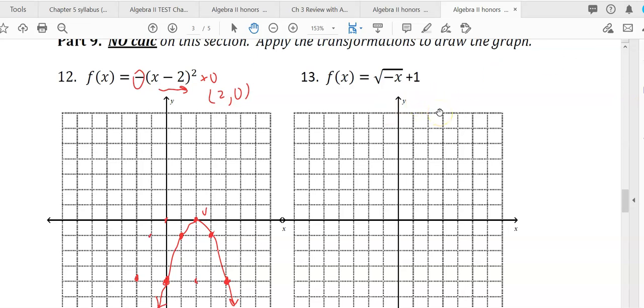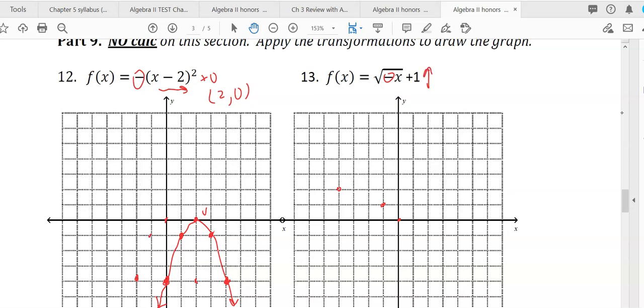And this one is interesting because it's not in front, it's attached to x. This is going to make the parent graph reflect over the y-axis. So that point 0, 0, 1, 1 will reflect to here, and 4, 2 will reflect to negative 4, 2. So that's after just that transformation.